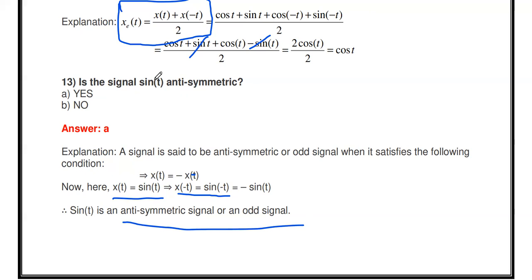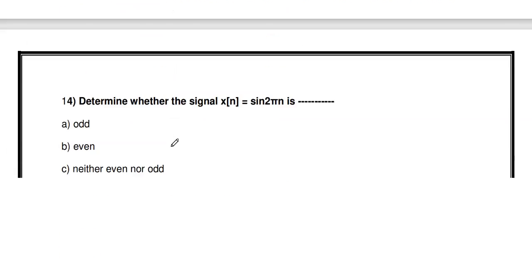Okay. So you see any sine signal of any frequency, sine omega naught t, sine 2 pi ft, sine 4 pi ft, sine 4t, any type of sine signal is an antisymmetric signal. Okay. It's an odd signal. The examples for odd signal are the sinusoidal waveform and the signum function. These are all examples for odd signal. Okay, so for even signal, the cosine waveform and the rectangular pulse are examples. Okay, so that's also a question.